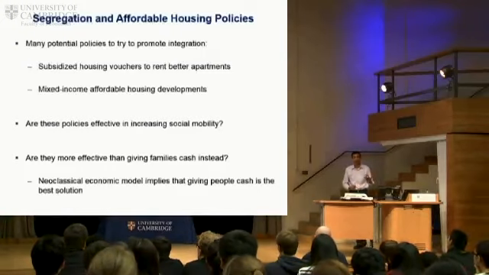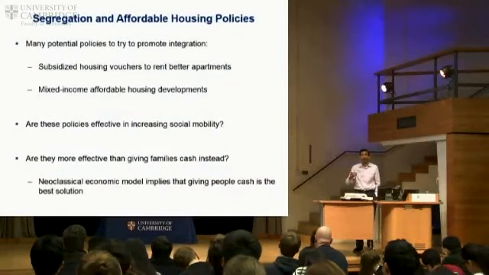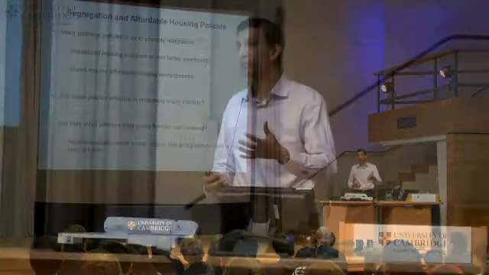So there are many potential policies that governments might try to undertake to promote the amount of integration in a society. So for example, you might offer low-income families subsidized housing vouchers to rent better apartments. This is a policy that's quite important in the US, for instance. Another approach you might take is to build mixed income affordable housing. So try to get developers to build properties that not only have more expensive units in a nice neighborhood, but also have some units that are designed to be for lower income families and might have some rent control or some subsidy associated with them.